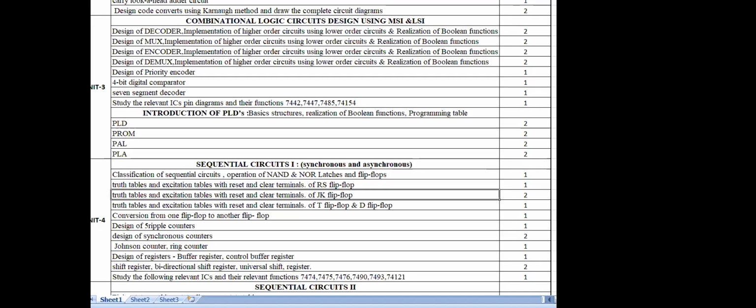After that we have verified the RS flip flop, JK flip flop, T flip flop, D flip flop. Conversions of flip flop is over. And the fourth unit, the first part is over. Fourth unit, we have completed the first part.